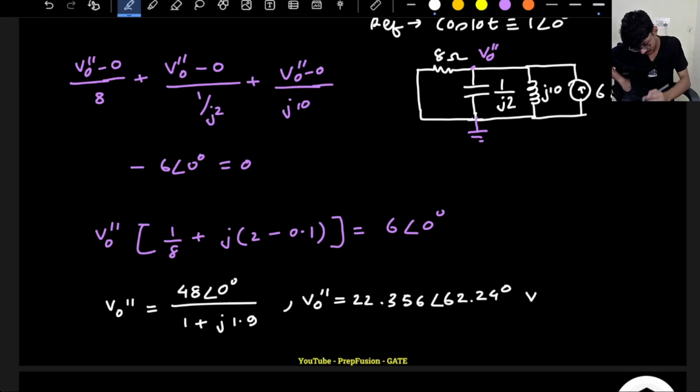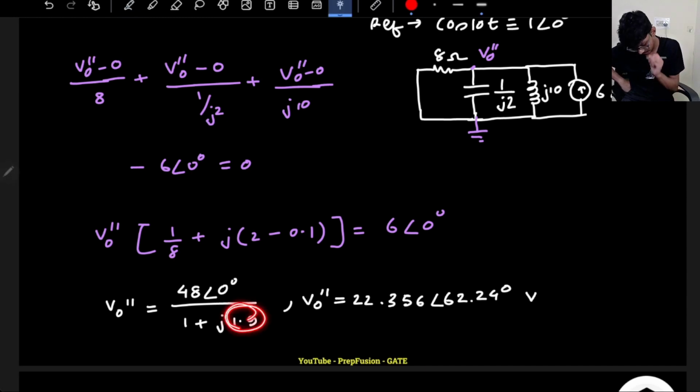Okay, I made a mistake. The 8 will get multiplied here, right? I'm sorry, 1.9 into 8, because I have multiplied 8 on both sides. That is what I was thinking, because the answer was not matching. So this is the square root of (1.9 into 8) whole squared plus 1. So this will be 15.23 into 48.